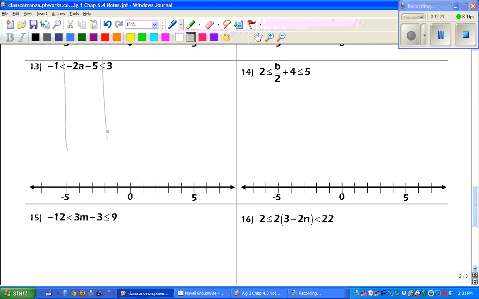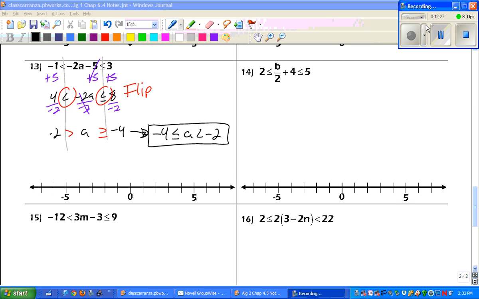All right, number 13, go ahead and pause the video and let's see how you do. Okay, and there's your final answer. Remember that you divided by a negative, so you should flip. So our final answer, negative 4, we're closed. Negative 2, we're open. Oh, that's negative 1. Negative 2, and then we shade in the middle.